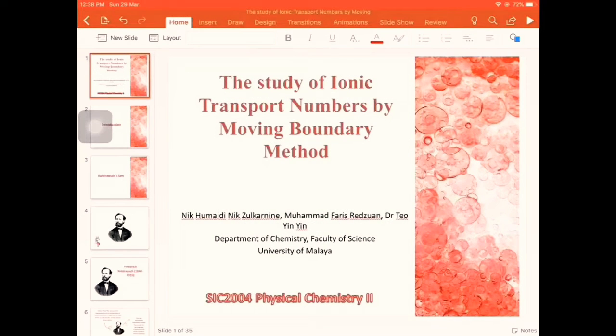So for today I would like to describe my experiment, which is experiment 4, the ionic transport number, the studies of ionic transport number by the moving boundary method.